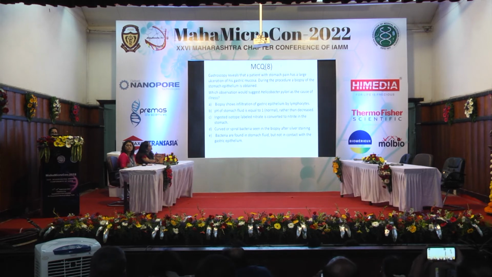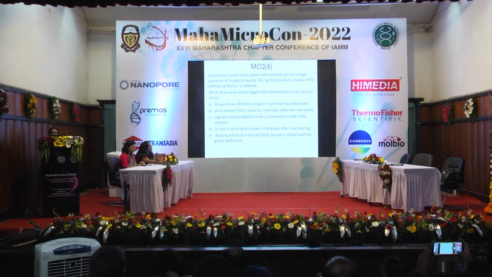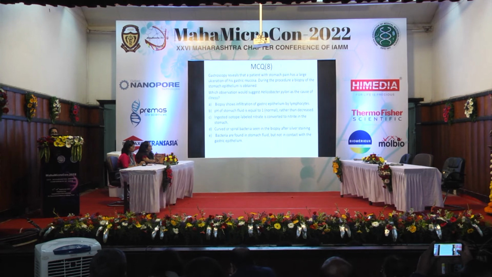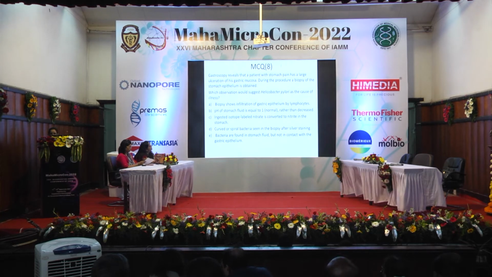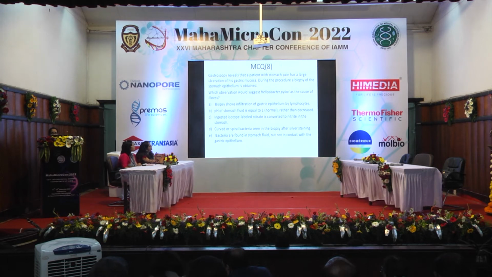Gastroscopy reveals that a patient with stomach pain has a large ulceration of his gastric mucosa. During the procedure, a biopsy of the stomach epithelium is obtained. Which observation would suggest Helicobacter pylori as a cause of illness?